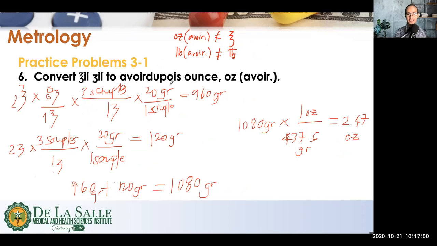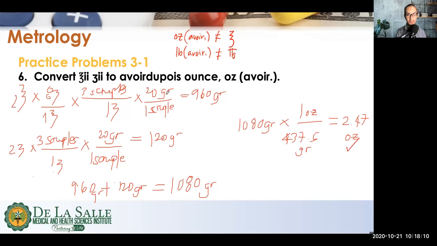Okay, thank you for that answer, Miss Lariosa. Your answer is correct, and so it is 2.47 ounce or 2.5 ounce. If your answer is 2.5 ounce, this one is correct.